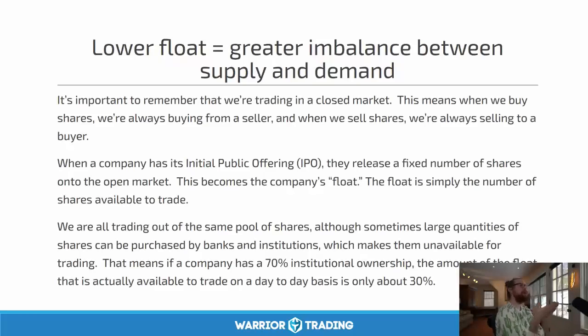We will talk about reverse splits. We will talk about buybacks and secondary offerings during this class, but not chapter 1, but actually in chapter 3. But just so you know, float is that fixed number. So we're all trading out of the same pool of shares. And if a company has 70% institutional ownership, the amount of float that's actually available to trade on a daily basis could be as low as 30% of the total float. But of course, that depends on what the institutions are doing with the shares that they own.